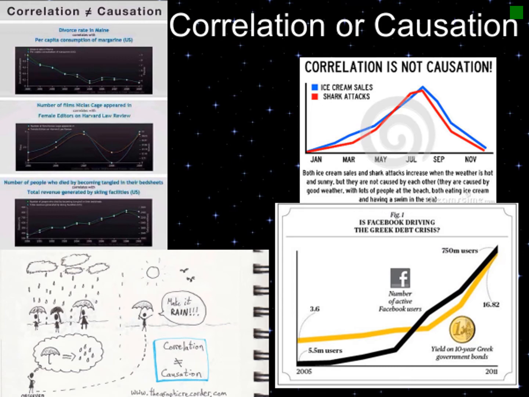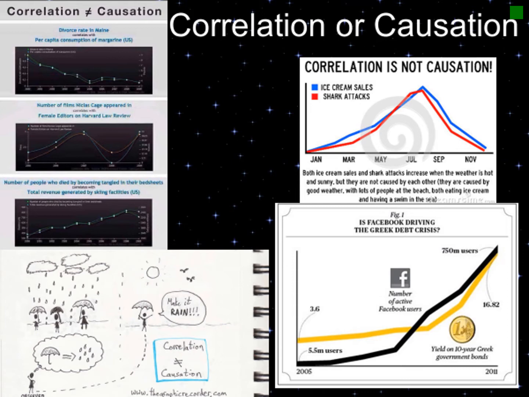Here are some examples. A lot of times we see things and you hear it in the news, especially if you follow politics, about, oh, this is happening because of this. Well, here are some examples of correlation and not causation. If you look at the plot, the blue is ice cream sales and the red is shark attacks. As ice cream sales increase throughout the year, so do shark attacks. So does ice cream sales cause shark attacks to happen? Of course not. Correlation is not causation.